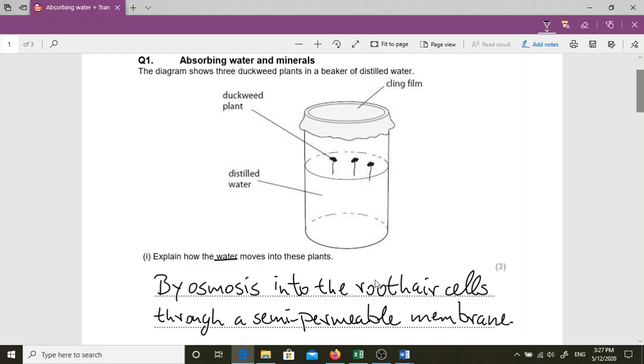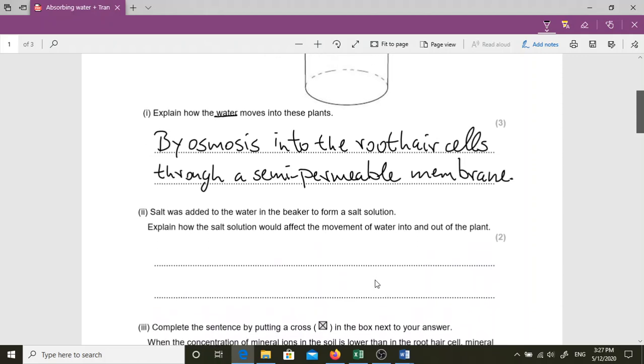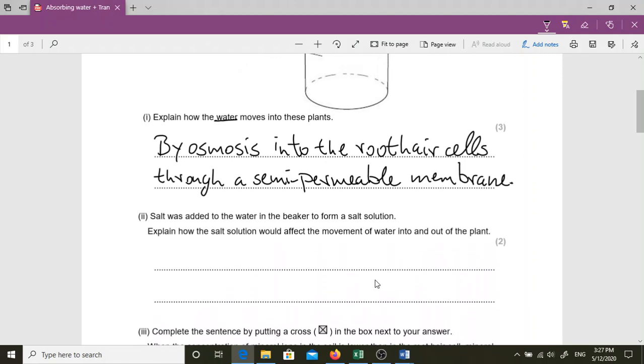Then we're going to move on to the next question. The salt was added to the water in the beaker from a salt solution. Explain how the salt solution would affect the movement of water in and out of the plant. So they want to know, how does the salt affect the movement of the water?